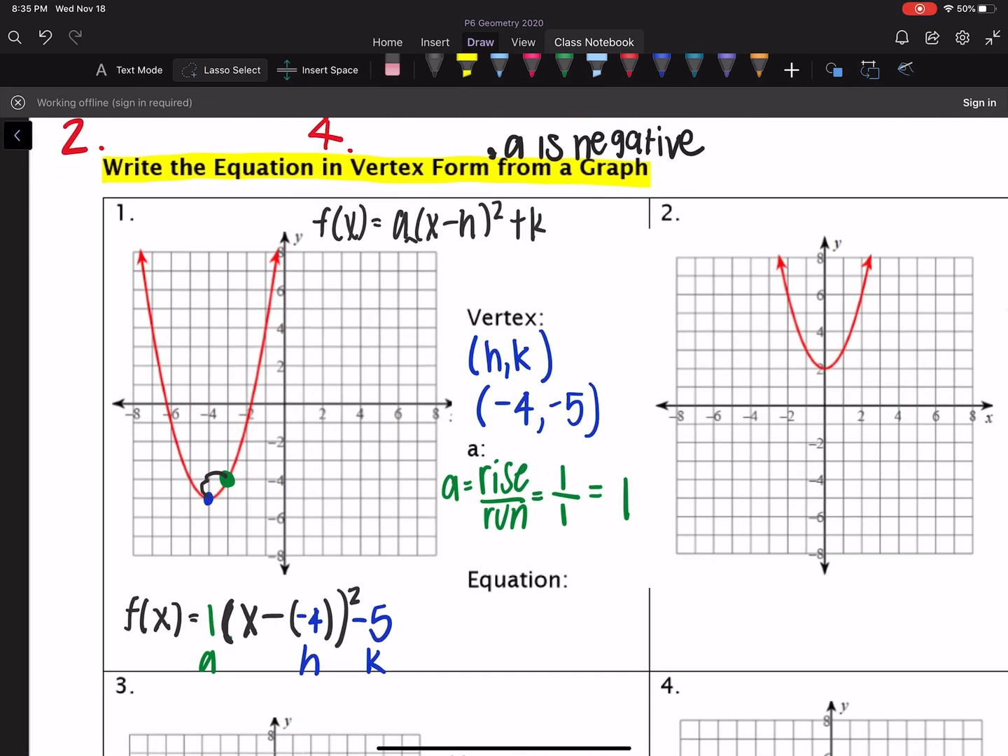And then the last thing I can do is simplify this function a little bit more. So I don't need that coefficient of 1 out in front. And I can take care of that double negative on the inside of my parentheses. So x minus a -4 is x plus 4. Again, I'm going to square it. And then I'll have the -5 at the bottom. So my final equation for this parabola is f of x is equal to x plus 4 squared minus 5.